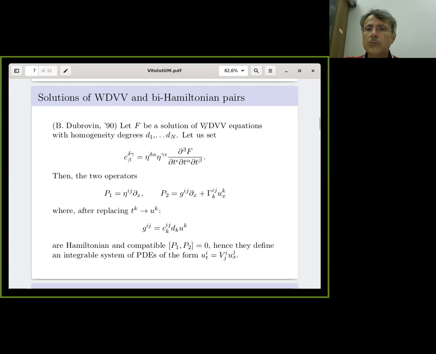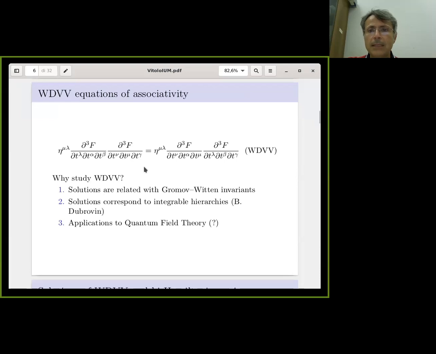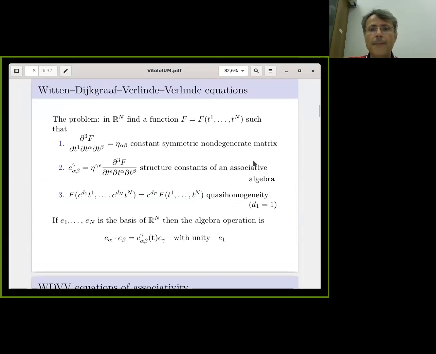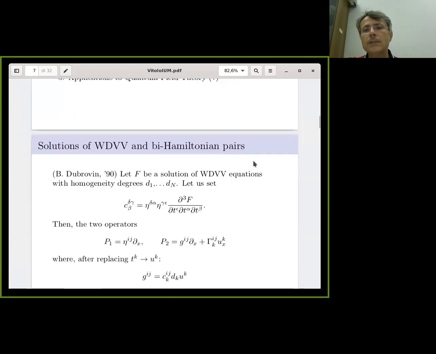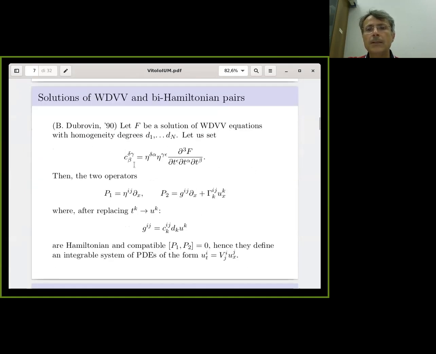Okay, so consider a solution of WDVV equations, and then you have several homogeneity degrees here, d1, d2, and so on until the end. Then you can raise two indices using the inverse of the constant matrix of third order derivatives where one of the variables is t1, this matrix which is defined here in point 1. We use the inverse 2 times instead of using it only 1 time. So we have an indexed family of functions with 2 upper indices and 1 lower index.